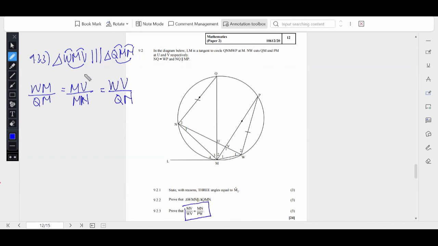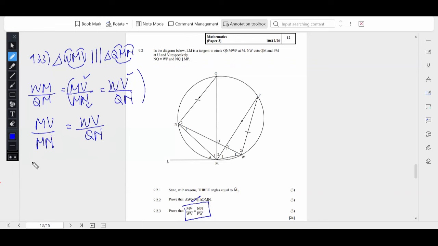So why? Because looking at this, we have MV, check, and then we have WV, check, right? And then also we have MN, check. Right, so that's how we choose it. Now we can see that we don't have any WM, we don't have any QM. So that means we'll go with these two here. This is MV over MN is equal to WV over QN.